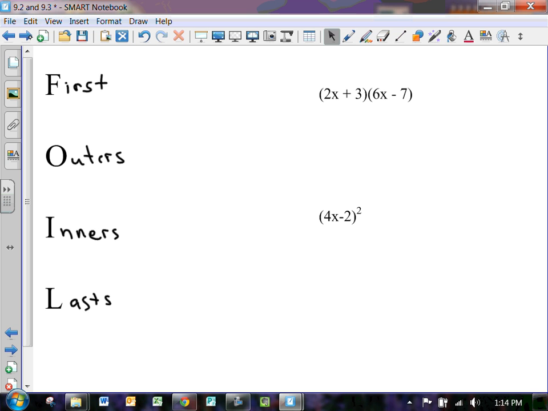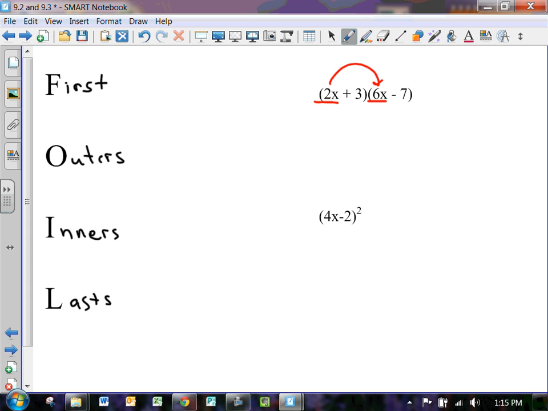So our expression over here is 2x plus 3 times 6x minus 7. You have two binomials, because they each have two terms, and they're being multiplied together. Now, FOIL only works in this case where you have two binomials multiplied together. So we're going to multiply these two. The first thing we do is multiply the firsts, meaning the first term in this one times the first term in that one.